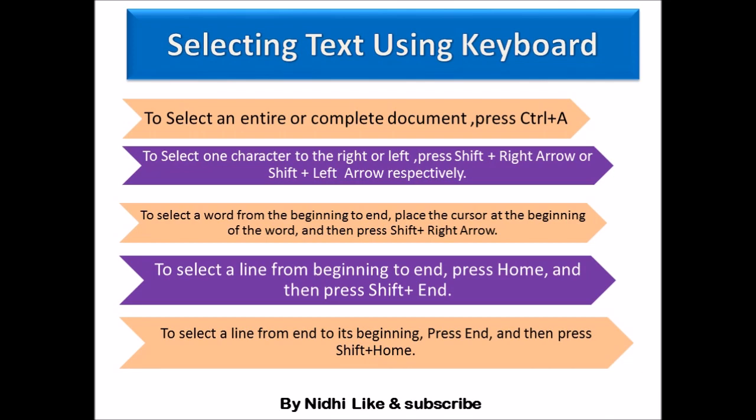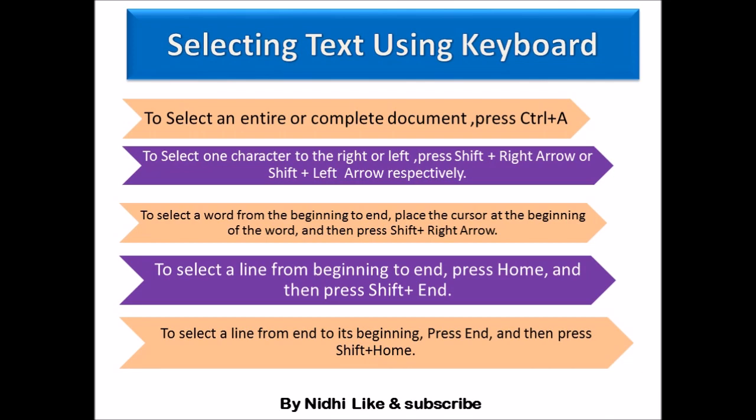Okay, to select one character, that is one word, to the right or left, just press Shift and right arrow key, or Shift plus left arrow key, wherever you want to select. If you want to select the left thing, then Shift and left arrow key. If you want to select the right side, then press Shift plus right arrow key.